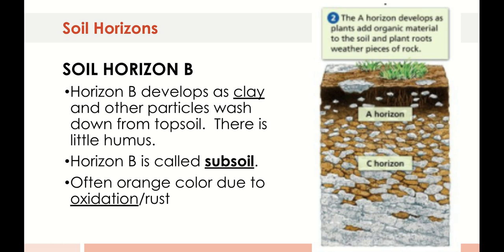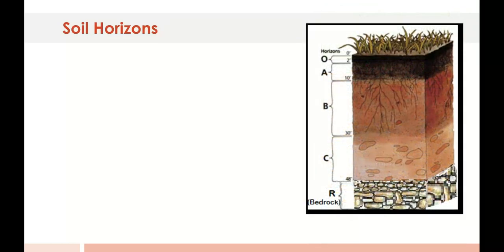Okay, just to finish Soil Horizon B. Soil Horizon B is a subsoil and it often has an orange color due to oxidation and rust. So this is going to be a typical profile. And if we look at the profile, you're going to see some more horizons.